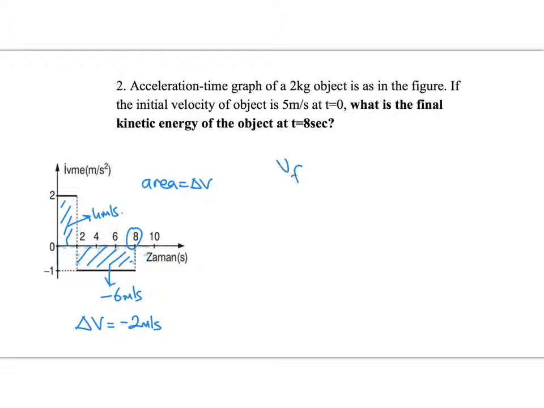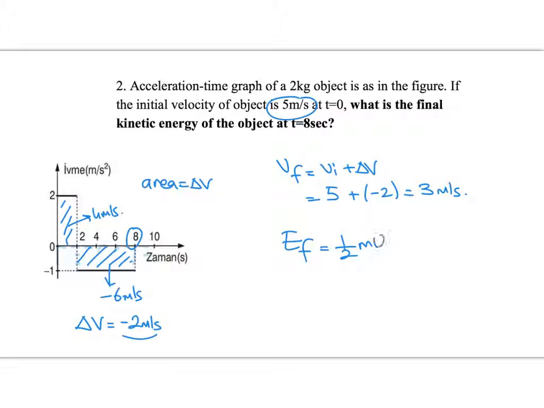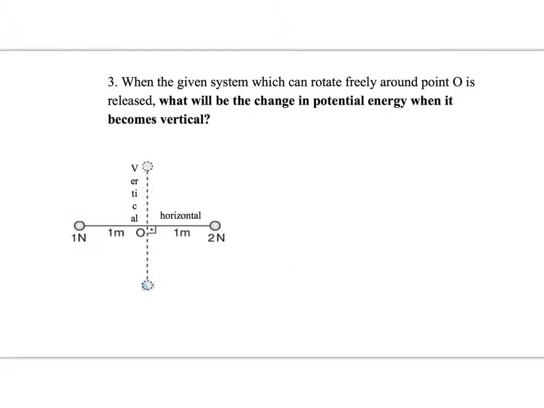So the final velocity is equal to the initial velocity plus the change in velocity. The initial velocity is 5 plus the change is minus 2. So the final velocity of the object is 3 meters per second. So the final kinetic energy from the formula 1 over 2 mv squared, 1 over 2 times mass 2 kilogram times the velocity 3 squared, is equal to 9 joules of energy.